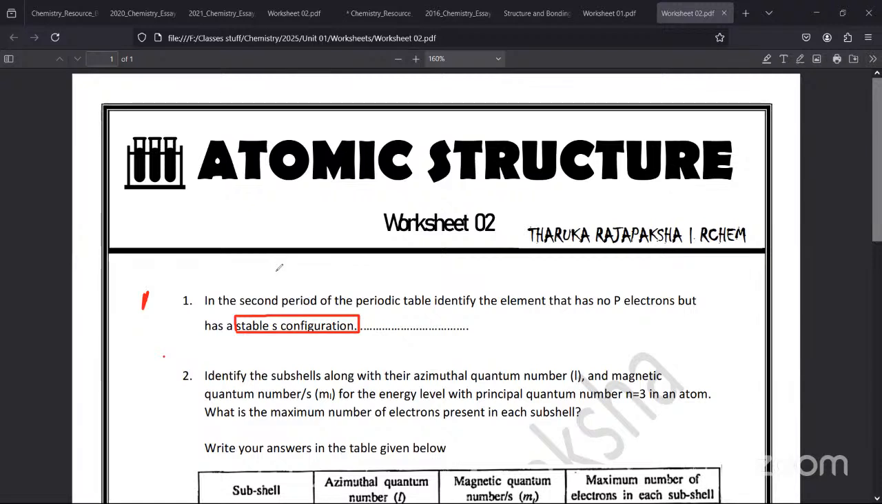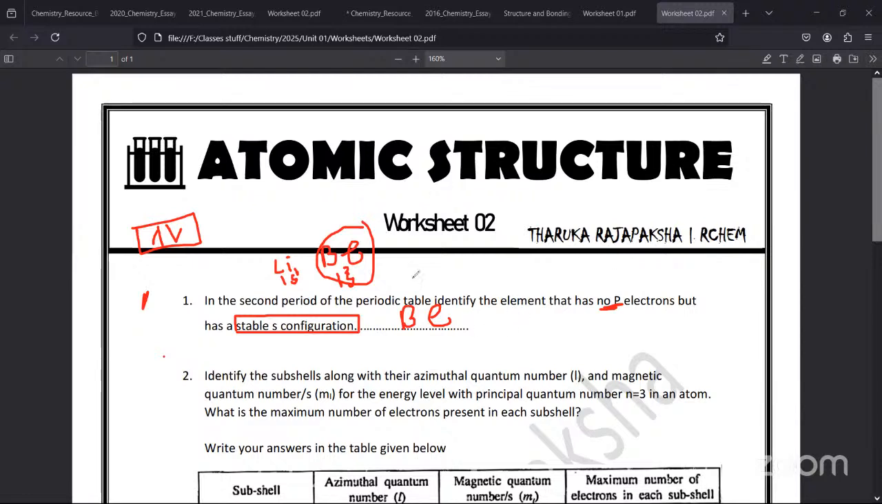In the second period, you have lithium and then beryllium. So this is 1s1 and this one is 1s2. Stable s configuration means a fully filled orbital. A fully filled orbital is considered to be stable. No p electrons and a stable s configuration, so it definitely should be beryllium.